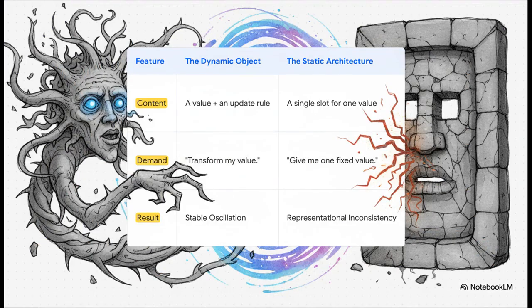This right here illustrates the core problem beautifully. The source calls it an architectural mismatch. You see, the liar sentence is a dynamic object. Its command is basically, transform me, but for centuries we were forcing it into a static box that could only demand one thing. Give me one fixed value right now. The result wasn't a true logical contradiction, it was a system crash. The container was simply the wrong shape for the content.